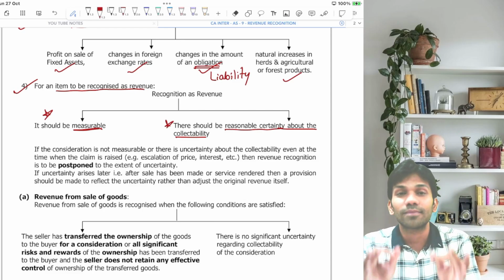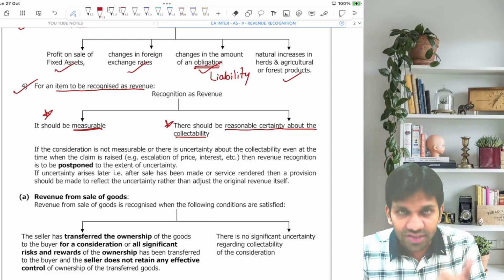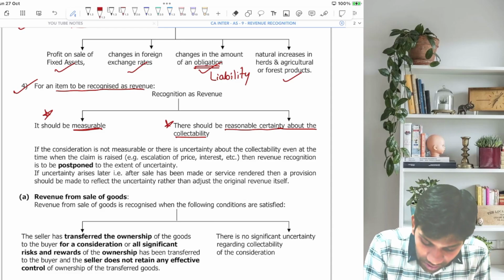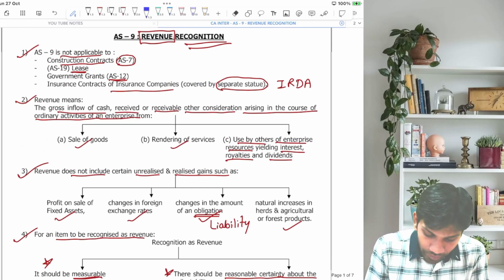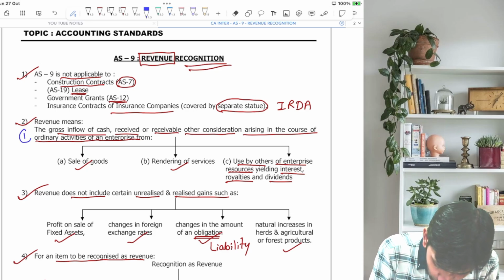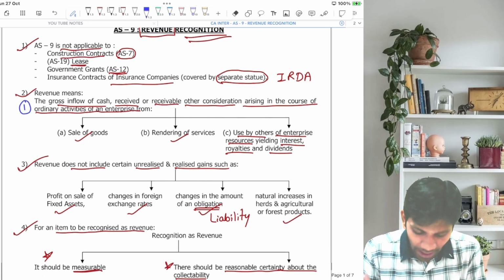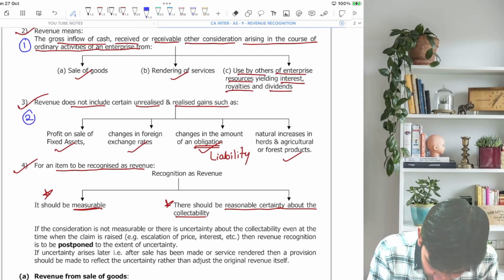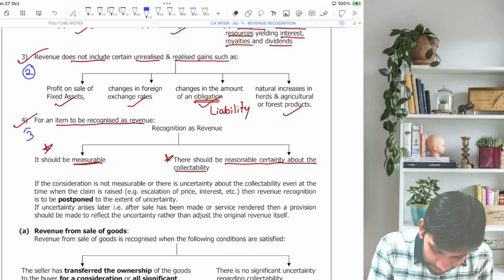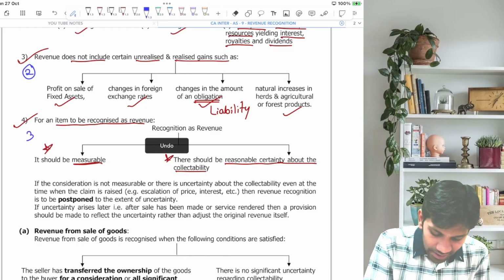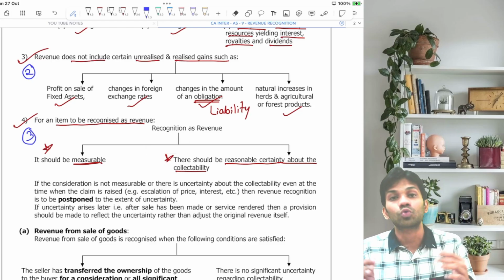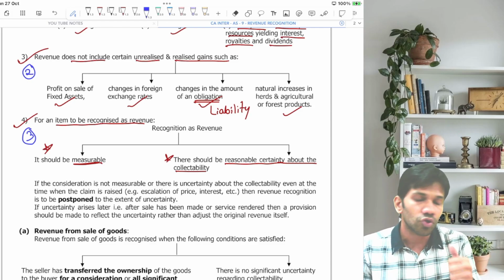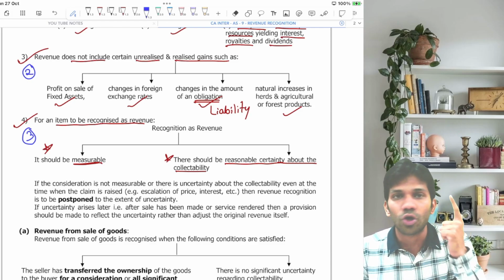So for any item to be recognized as revenue, it should be measurable and there should be reasonable certainty about its collection. So guys, I'll mark important points with blue pen. First of all, revenue means gross inflow of cash. I'll revise the summary at the end of the accounting standard. What revenue does not include. And third point is, so you remember these three things, and I'll explain how to remember and what things should be written in what type of question. I'll discuss everything.